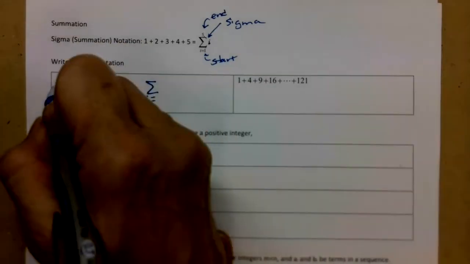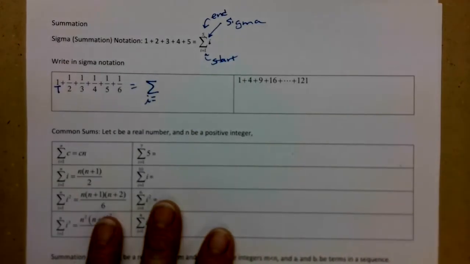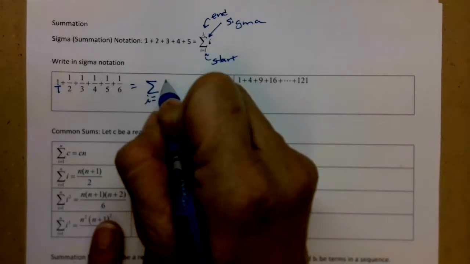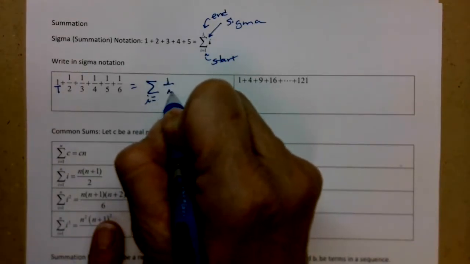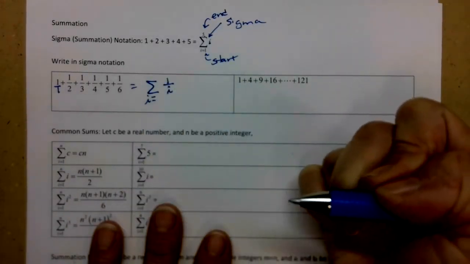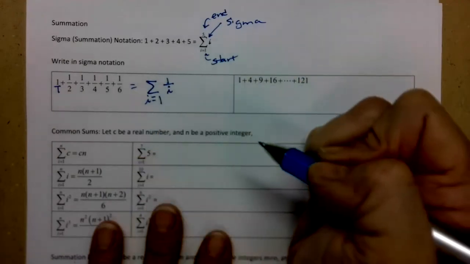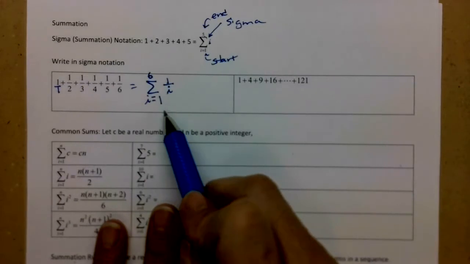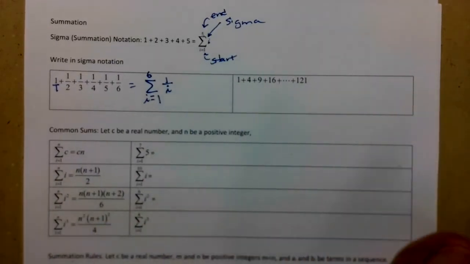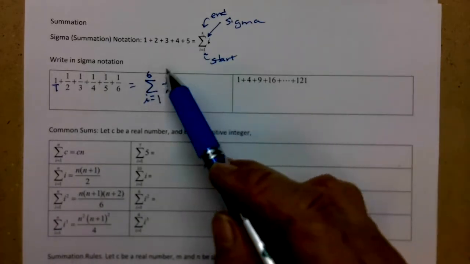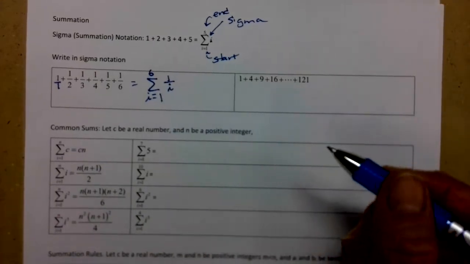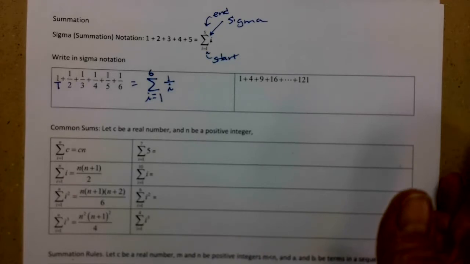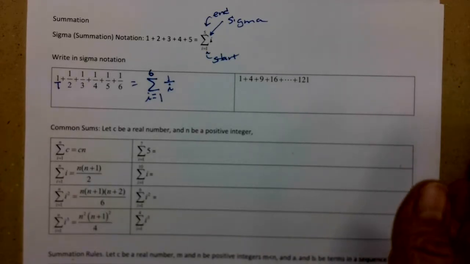So if you write that first one as a fraction, 1 over 1, do you see it now? All right, so that's 1 over i, if i starts at 1 and ends at 6. Now, it does not have to start at 1. You can actually start someplace else if you would like. Then you would just change what your general term would look like.